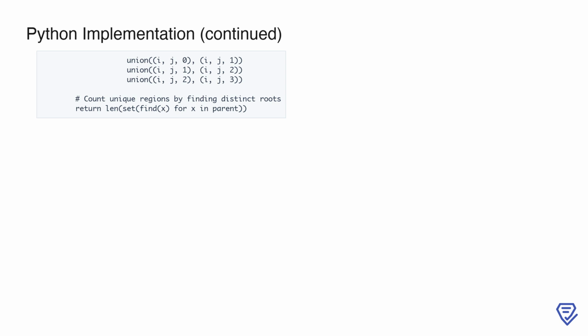without any internal divisions. Once all cells have been processed and all relevant unions have been performed, the next step is to determine the number of unique regions in the grid. To do this, we use the find function to identify the root of each region and then count the distinct roots within the parent dictionary. Each unique root corresponds to a distinct region in the grid. Finally, the method returns the total count of these unique regions, which represents the solution to the problem.